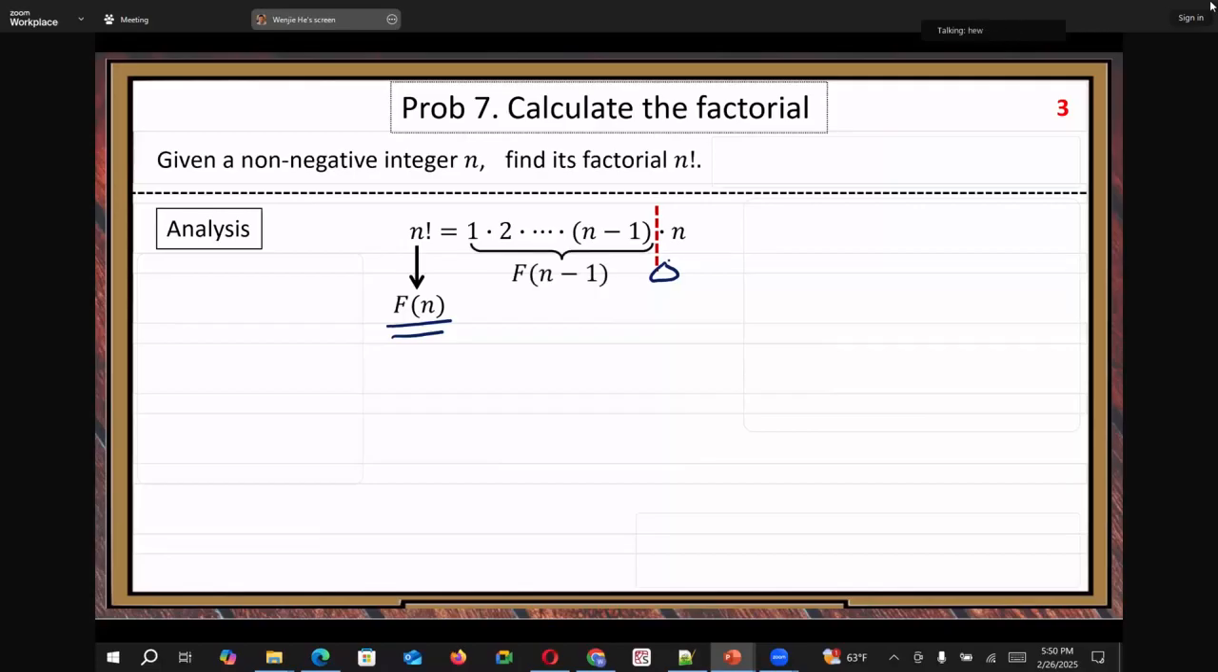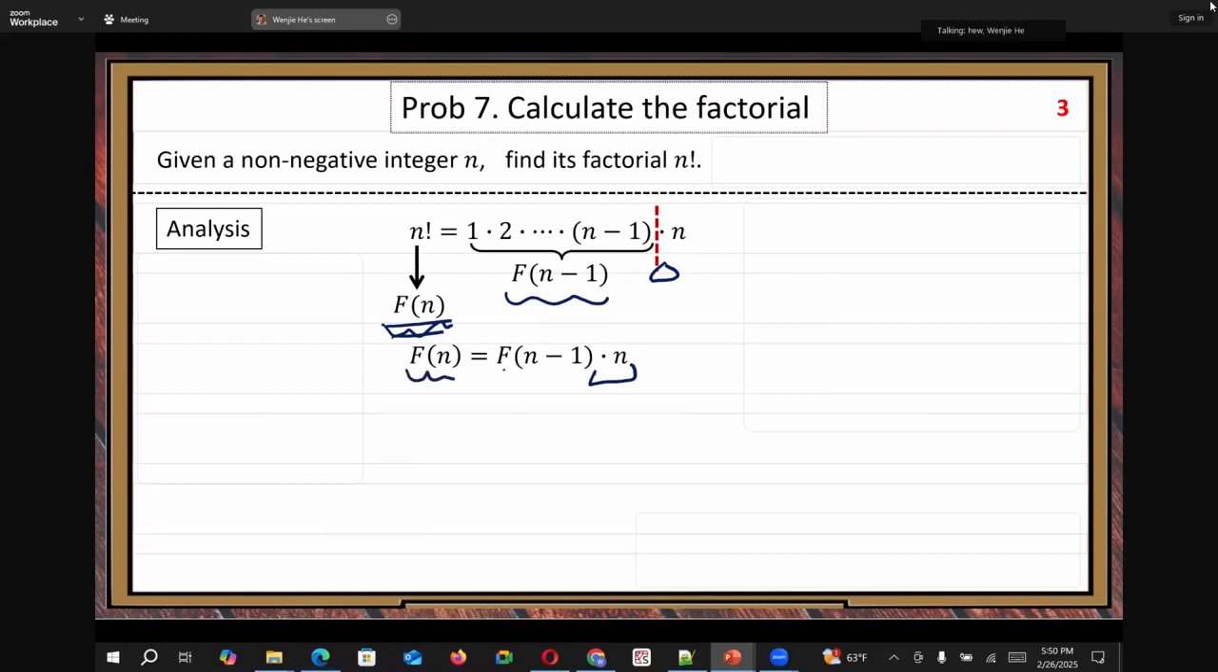Then you compare. What is the difference between f of n and f of n minus 1? There is a small gap, right? You need to fix that small difference, that gap part. So the fixing formula is this: f of n equals f of n minus 1 times n. You need to multiply by n to connect the solutions of two adjacent problems.